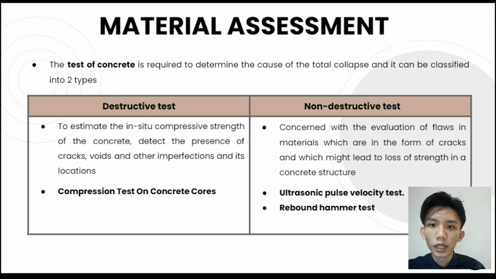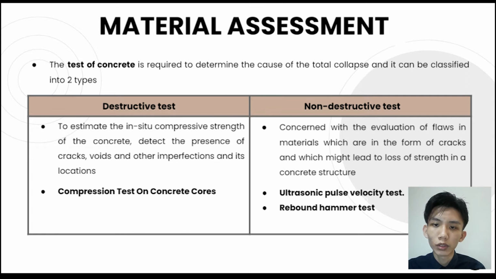Next, I will continue to discuss material assessment. As we know, the New World Hotel is mainly made out of reinforced concrete. So for our material assessment, we will mainly discuss tests on concrete. There are 2 types of concrete tests. The first one is a destructive test. The second one is a non-destructive test.